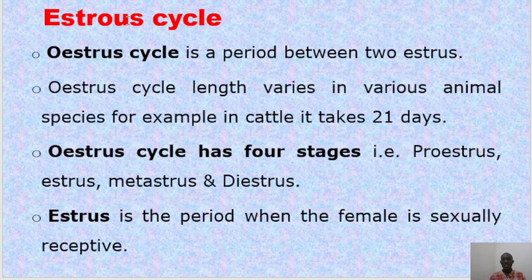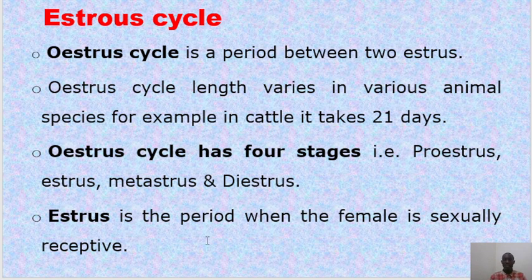The term estrous cycle means a period between two estrous, and estrous is a period when the female is sexually receptive, willing to mate. The estrous cycle varies; for example, in humans it is 28 days, but in animals like cattle it is 21 days. The estrous cycle has four stages: proestrus, estrus, metestrus and diestrus. Within these stages we have various hormones. We can divide these stages into two phases: the follicular phase, with the development of follicles, and the luteal phase, whereby more progesterone is produced. Proestrus and estrus are mainly within the follicular phase, while metestrus and diestrus are mainly within the luteal phase.